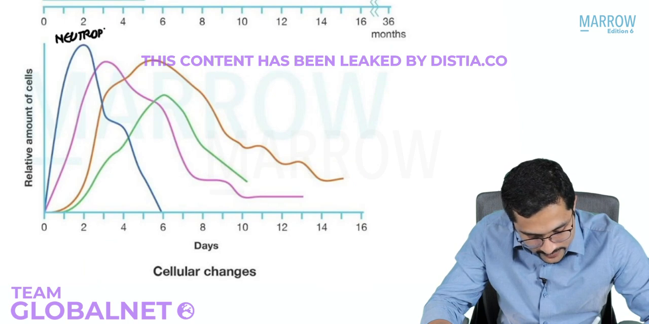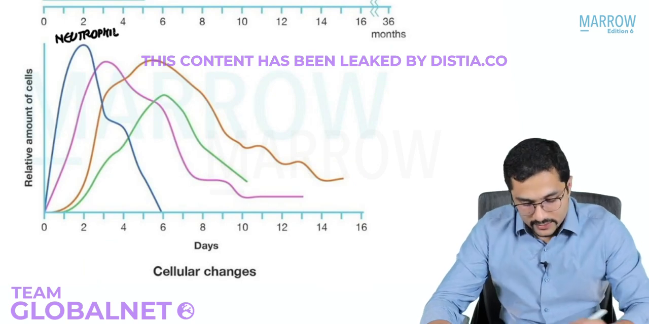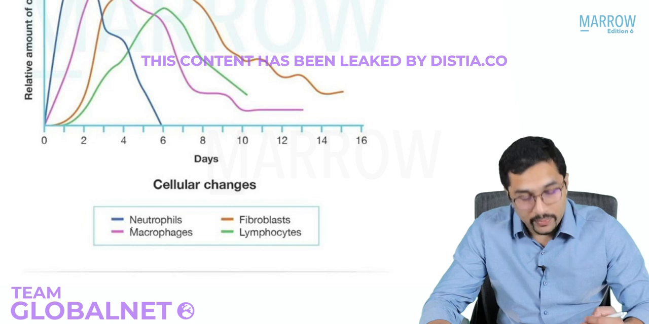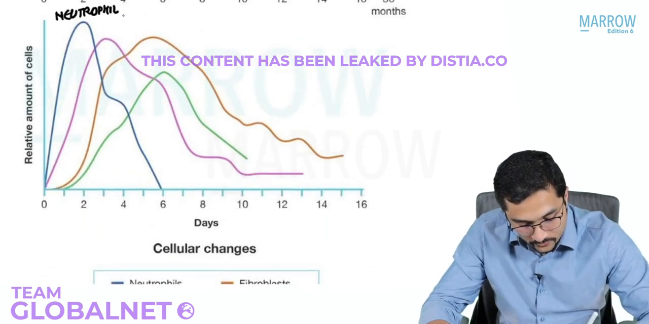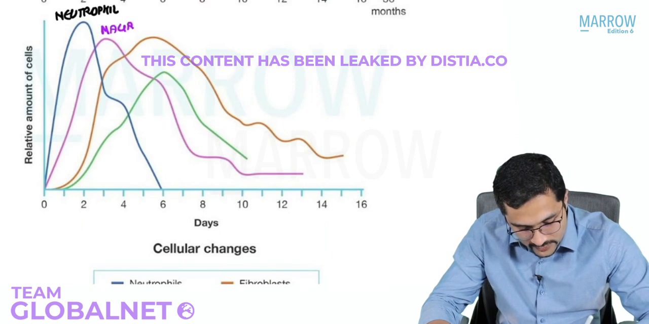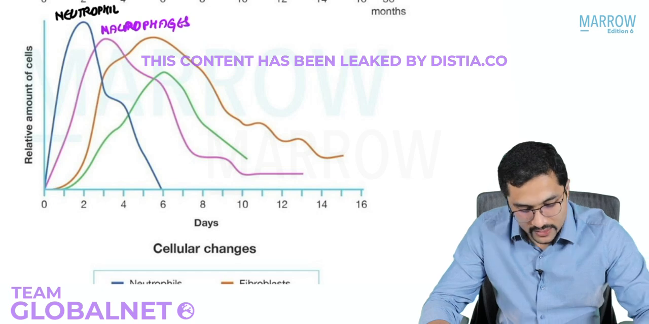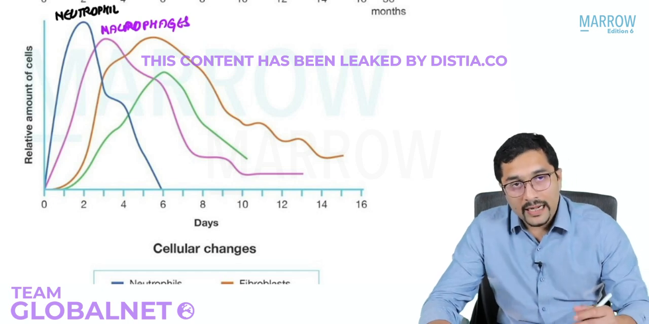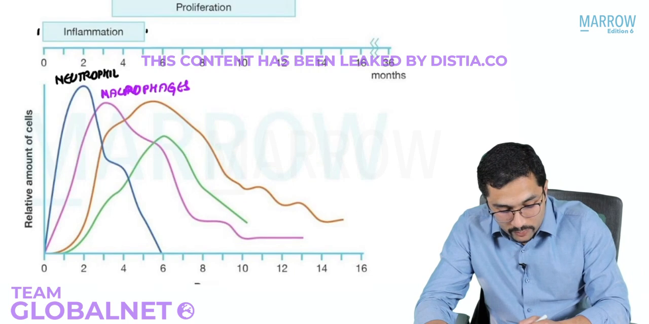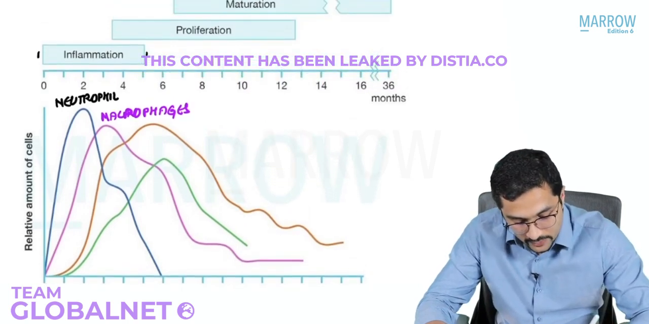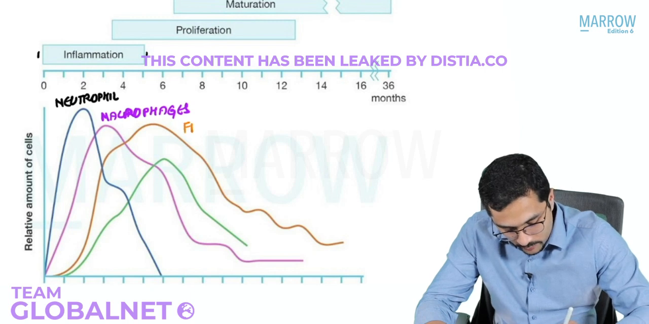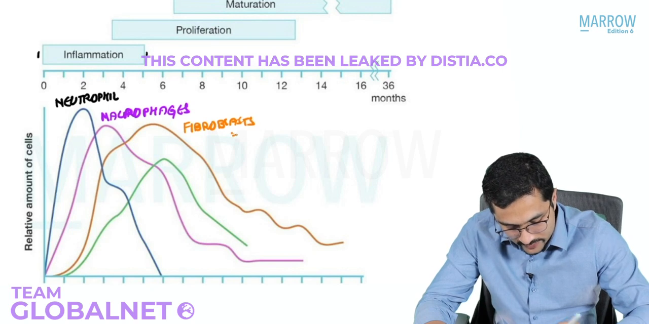And then you will see that by the 4th day, this dominant cell starts getting replaced by the macrophages, right? So macrophages will come in by day 4. These are the macrophages, and they will start clearing out the debris. And they will pave the way for fibroblasts to come in. So this orange one are the fibroblasts, and this is what starts your proliferative state.